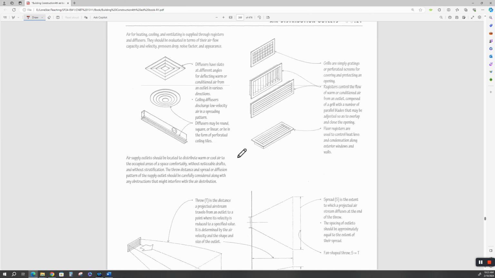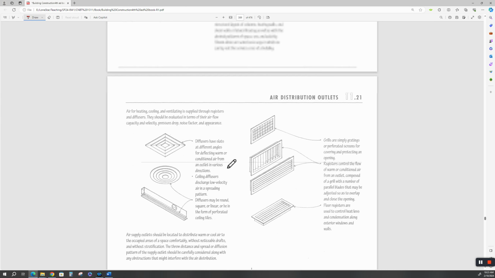This is where the program Autodesk Revit comes into effect. You can build your menu and cookie cutter this stuff through your drawings, so you're not having to redraw each one of these. So these are supply outlets, should be located to distribute warm or cool air to the occupied areas of the space comfortably without noticeable drafts. Remember us talking about the drafts, the speed of the air, okay?